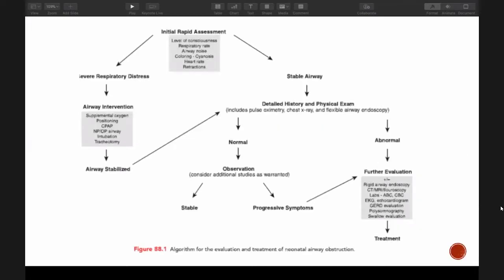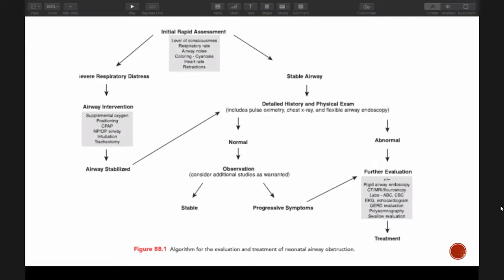So first of all, we will do a rapid assessment. We will see the level of consciousness, respiratory rate, airway noise, stable or not stable. If he is unstable, we will have to establish an airway. We could do either simple oxygen mask, CPAP, intubation or tracheostomy.